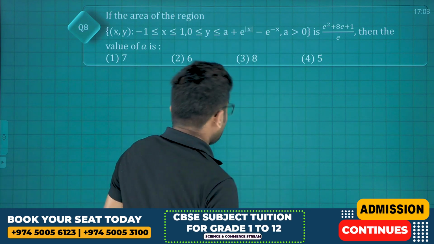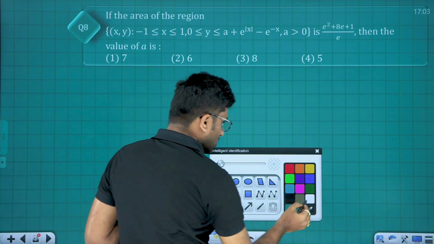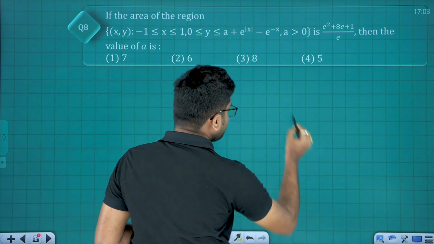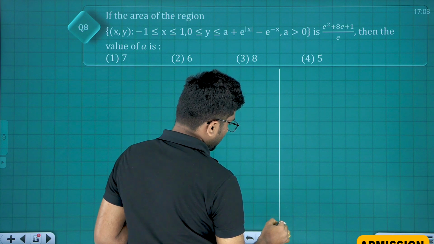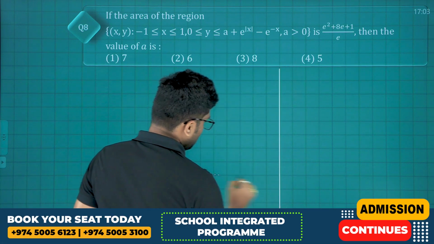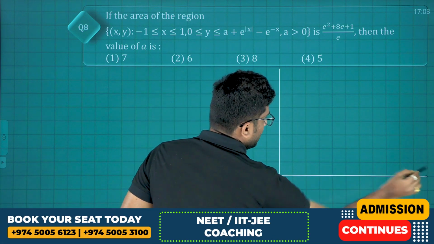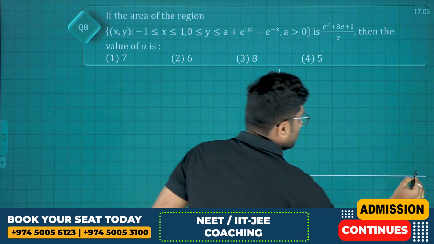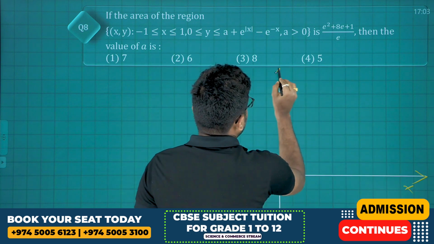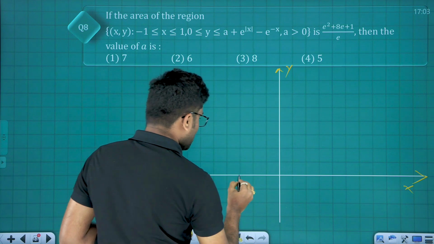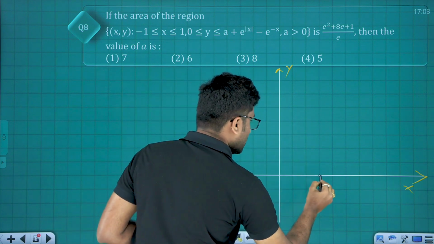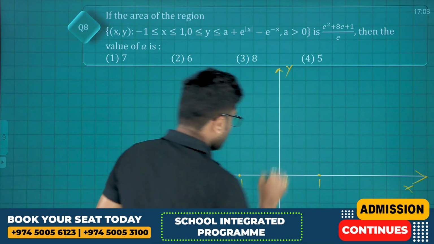e power mod x. See guys, first y-axis, this is x-axis. We need only the area which is above x-axis now. So x-axis, y-axis. X ranges from -1 to +1. Okay, let this be -1 to 1.